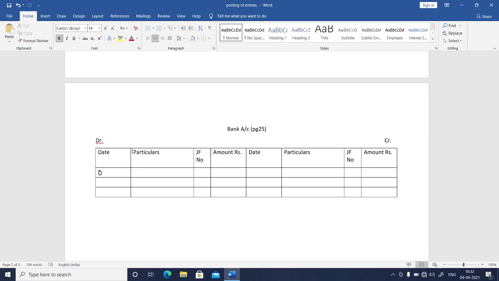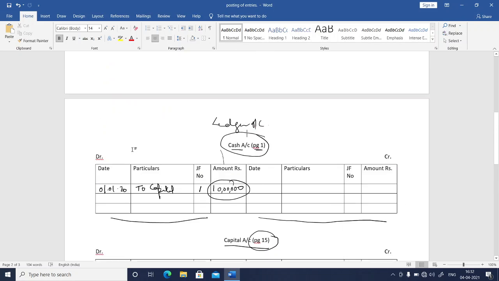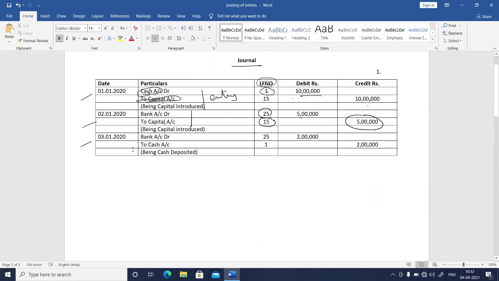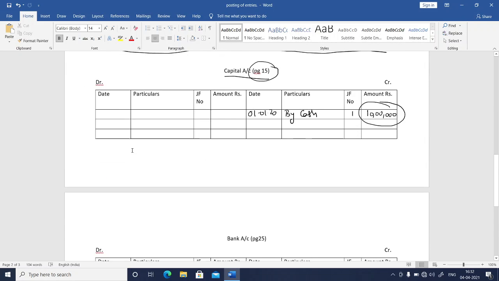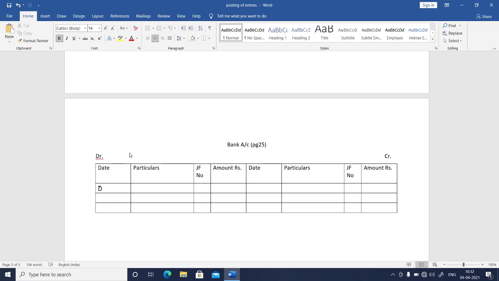I'll write the date here. You have to see the date. What is the date here? Date here is 2nd January 2020. So I'll write here 2nd January 2020. Amount was 5 lakh rupees. This was recorded in page number 1 of the journal. You will write here 'to capital'.